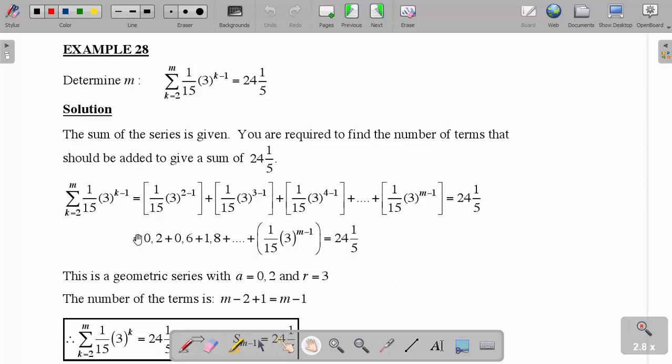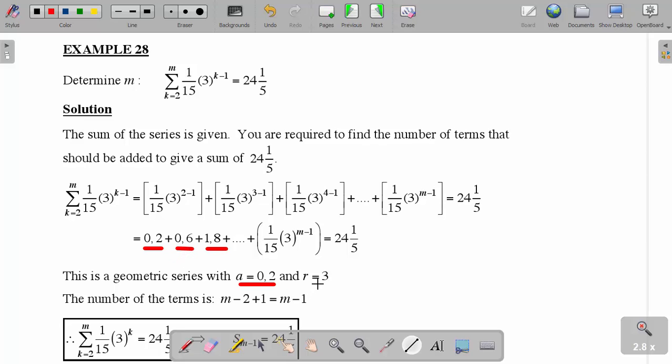Now when I simplify these ones here, I get 0,2 for the first term, then the second term 0,6, third term 1,8, and so on up to the last term, which remains intact because of the unknown m, so I can't simplify it here. So these first 3 terms help me to get my first term, which is 0,2, as well as my common ratio. If I divide 0,6 by 0,2, I get 3.